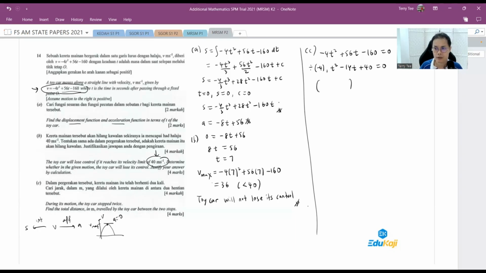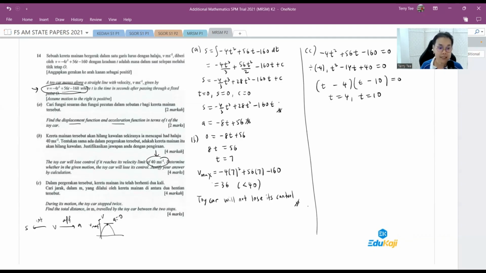Let's factorize. What are the factors of 40? I should use 4 and 10, right? 4 times 10 is 40 and 4 plus 10 is 14. Both are negative, so t is 4 and 10. So we know that the toy car will stop twice. The first time when t is 4, the second time when t is 10.